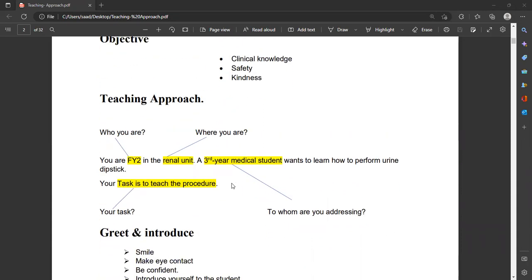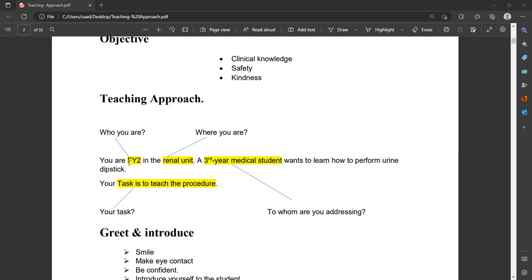As you all know, there will be 16 stations, and one of them will be the teaching approach. Now you are standing outside the cubicle with the question in front of you. There are 4 things that need to be considered. You have 90 seconds to read your task. The first thing is who you are. You are FY2. In all the scenarios, you will be FY2.